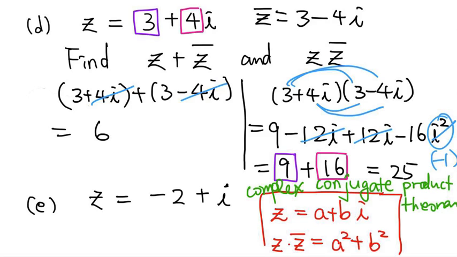It basically provides a shortcut. So in this last example, if we want the product of z and its conjugate z bar, you can simply take the square of negative 2, which is the real part of the number, plus the square of the imaginary part of the number, which is 1. Remember, 1 is hidden, that's the coefficient of i, and 1 squared, so 4 plus 1, which is 5.